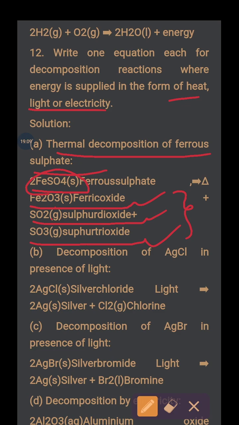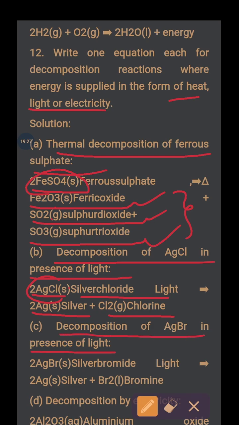Another example is the decomposition of AgCl in the presence of light. 2AgCl, the formula of silver chloride, in the presence of light gives silver and chlorine. Another example: decomposition of silver bromide in the presence of light. We use silver bromide in photographic films also. 2AgBr in the presence of light gives 2Ag + Br2.